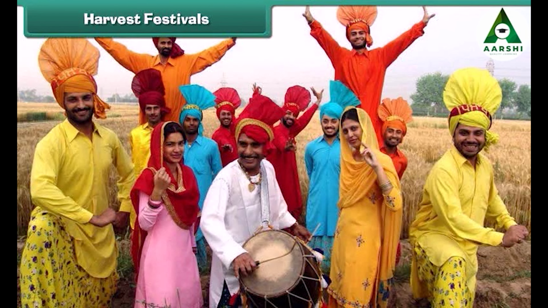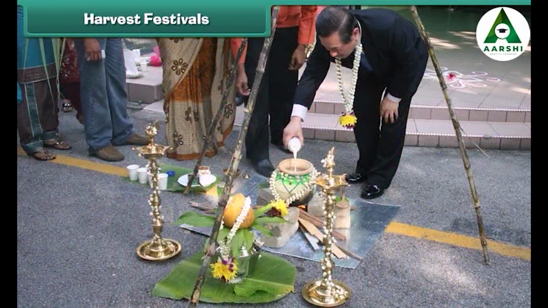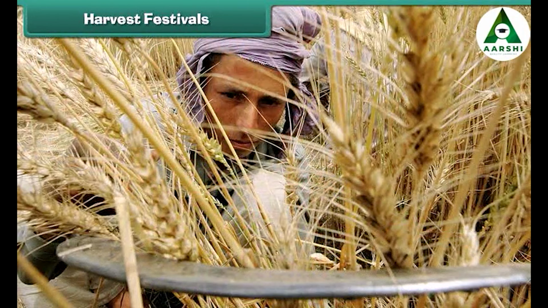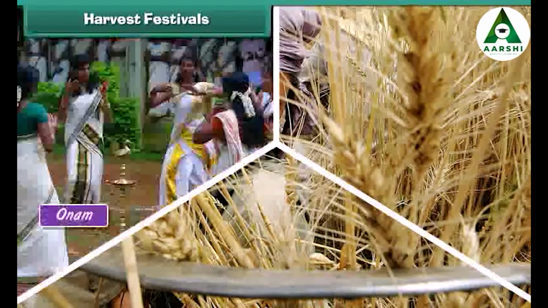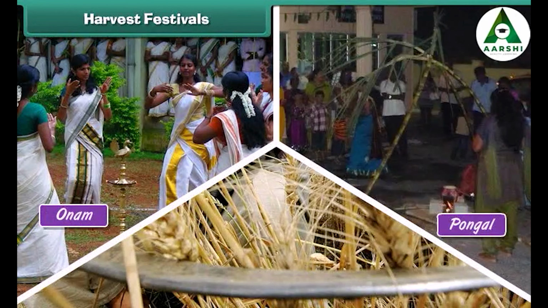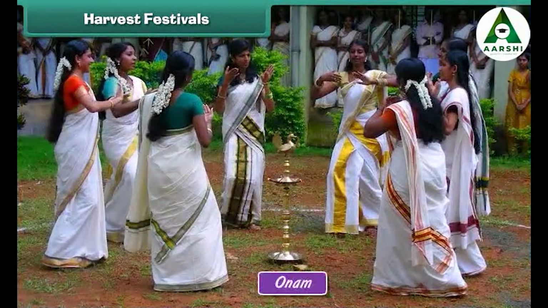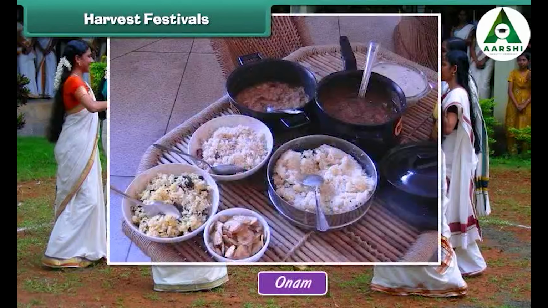Harvest festivals. Now let us turn our attention to harvest festivals. Harvest festivals are celebrated in different parts of India when crops are harvested. Some well-known harvest festivals are Onam, Pongal, and Lohri. Onam is the harvest festival of Kerala. During this festival, people of Kerala prepare goodies at home, play games, and participate in snake boat race.